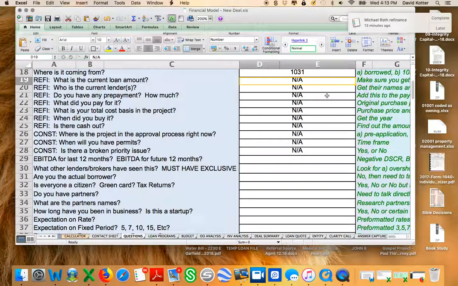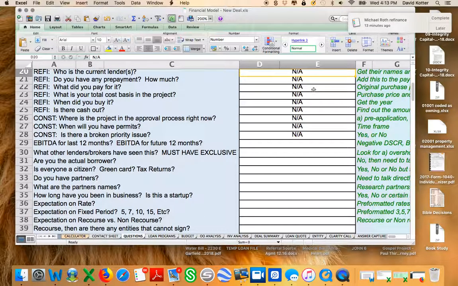if it is a refinance, we want to know what their current loan amount is. Is it $500,000? Who's the current lender on the loan right now? Is it Bank of Texas? Do they have a prepayment penalty, which is a good thing to understand because that could be a hindrance for you refinancing. So make sure that you mention that.